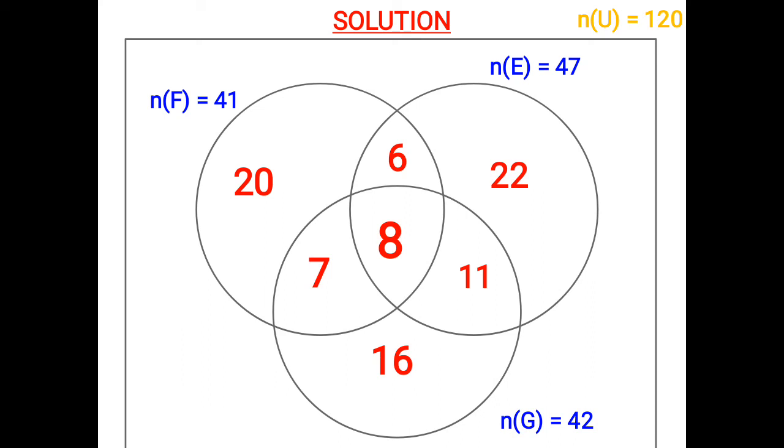So 20 plus 7 plus 8 plus 6 is equal to 41. So if you use A here and then you solve, you should get 20. If you put B here and you solve, you should get 22. If you put C here and you solve, you should get 16, because 6 plus 6 plus 8 plus 11 plus 22 should give you 47, right? Same to the other circles. So that is the end of example 1.